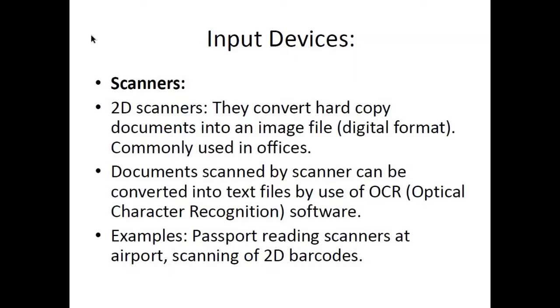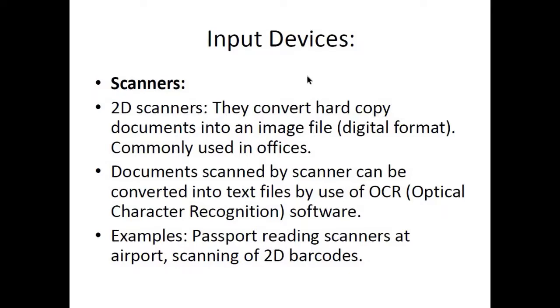So first of all, in the input devices section we have scanners. There are two types of scanner, and the first type is 2D scanners. What they do is convert hard copy documents into an image file or into digital format. They are commonly used in offices.